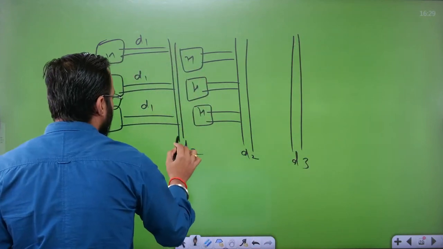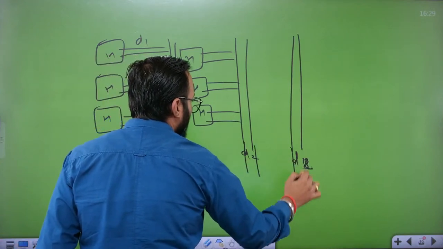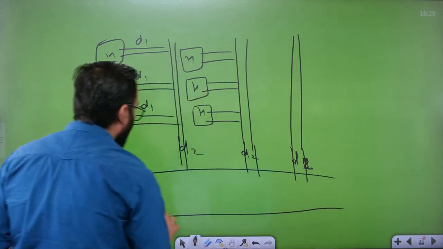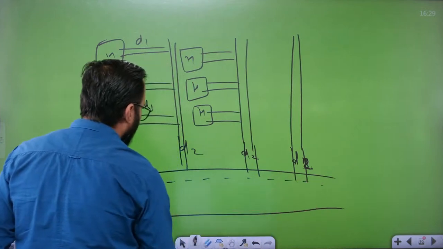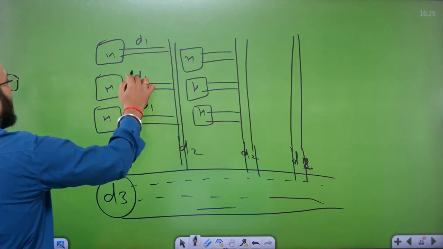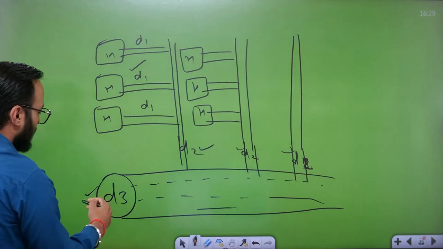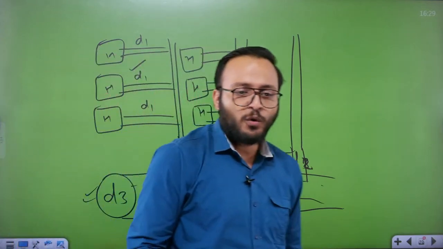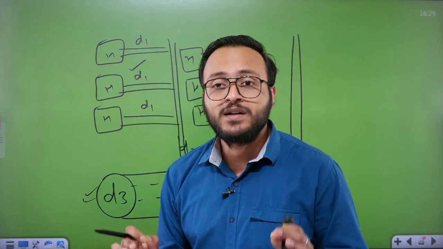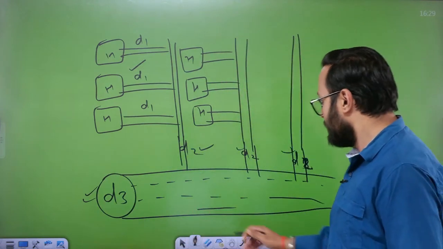Now all the D2 are going to be merged with the D3. So this is the primary drainage, this is the secondary drainage, and this is the tertiary or the final drainage. So overall we can say that the Harappan drainage system was exemplary. It was simply a magnanimous, marvelous drainage system.